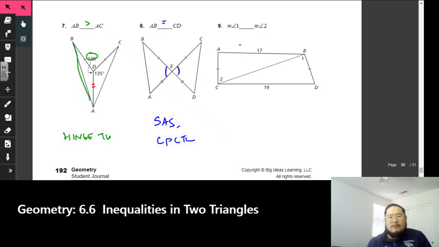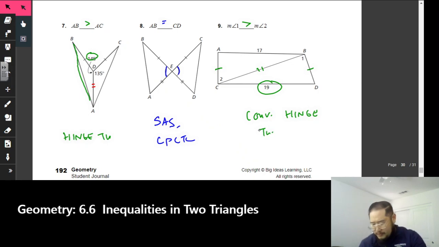And then finally for number 9, we've got two triangles. They have two congruent sides because they both share this common side right here. And so I'm looking at angle 1, opposite of that is 19. That's bigger than the 17, which is opposite of angle 2. So I could say that angle 1 is greater than angle 2. And we have ourselves the converse to the hinge theorem.